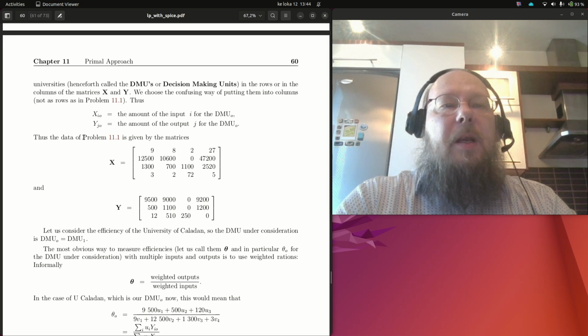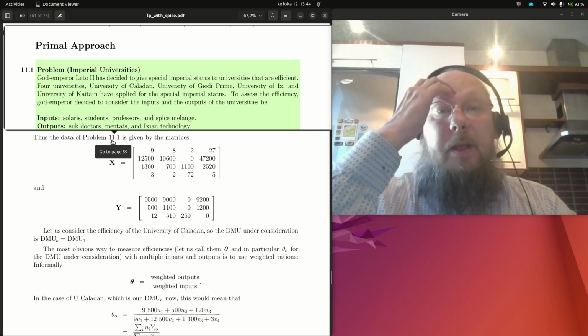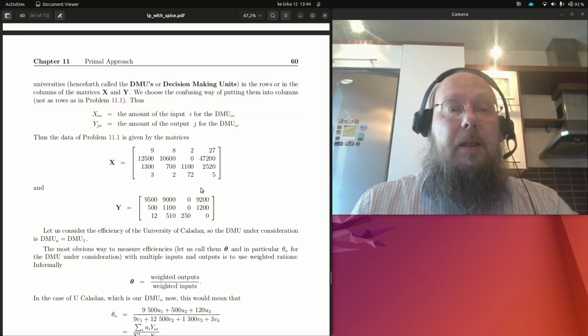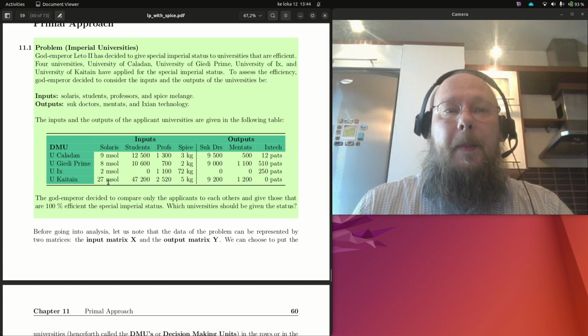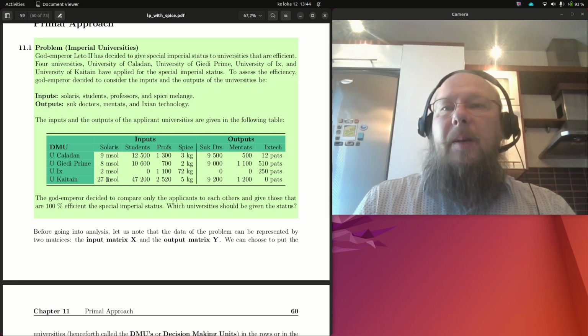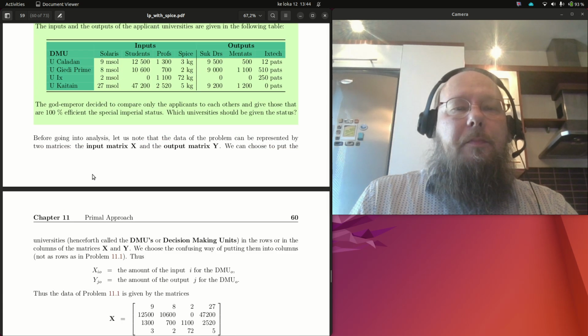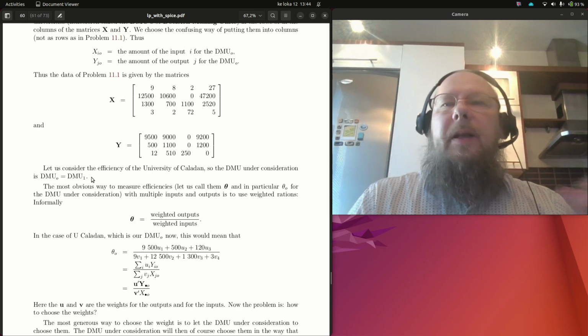What does this mean? In the matrices X and Y, the data of problem 11.1 on the previous page, X is this and Y is this, and you should note, for example, in X the first row is 9, 8, 2, 27. Here is the first column. So these are transposed. There is nothing profound why they're transposed; it just happened to become this way. All right, so that's the data of the problem.